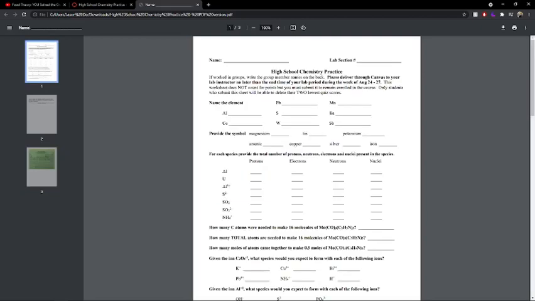And then for each species, next is provide the total number of protons, neutrons, electrons, and nuclei present in the species. Don't quote me on this. I know what protons, electrons, and neutrons are. That's basically the amount of the stuff that makes up the atom. I'm assuming the nuclei is the total combined number of protons and neutrons. Don't quote me on that. I'm just assuming.